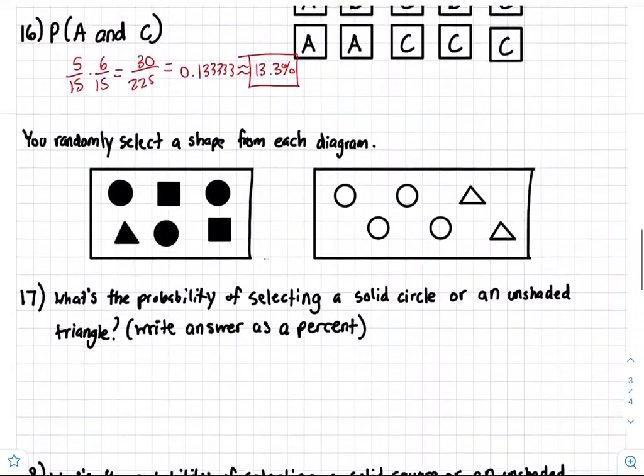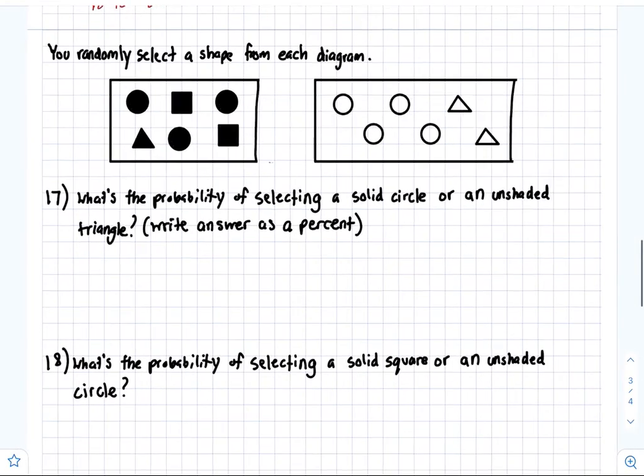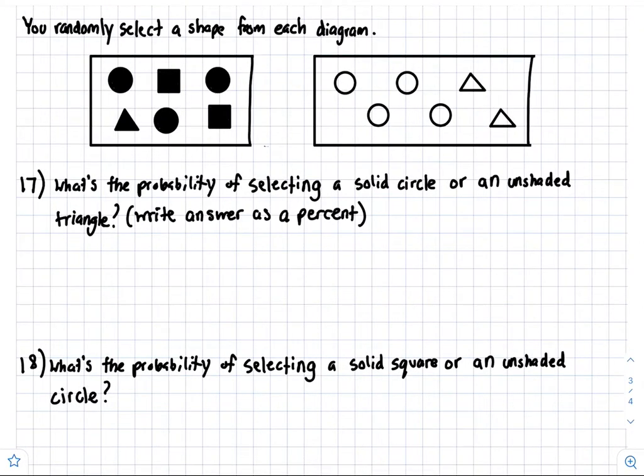Alright. Next one, 17. What's the probability of selecting a solid circle or an unshaded triangle? So this is with an OR statement, so this is with the addition rule. Probability of A or B is equal to the probability of A plus the probability of B minus the probability of A and B.